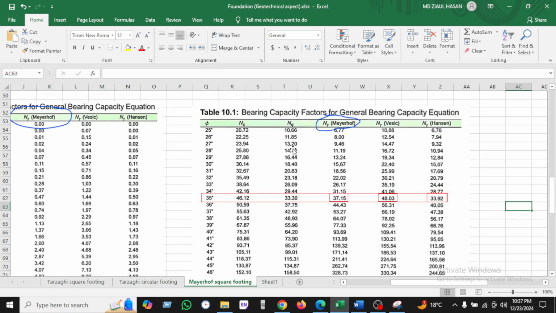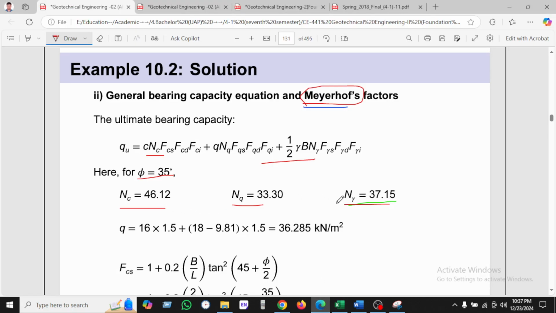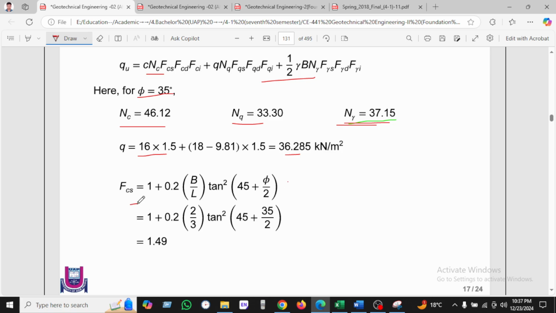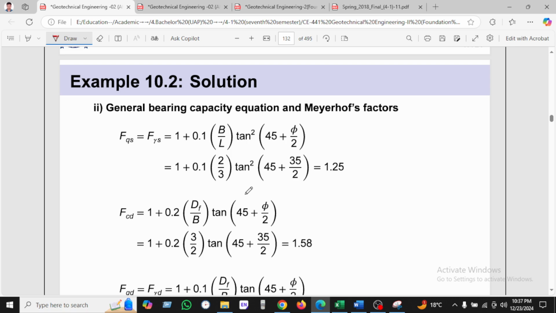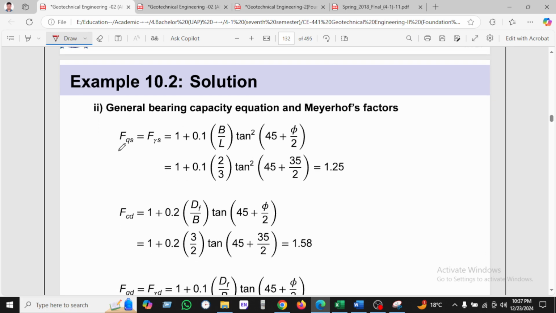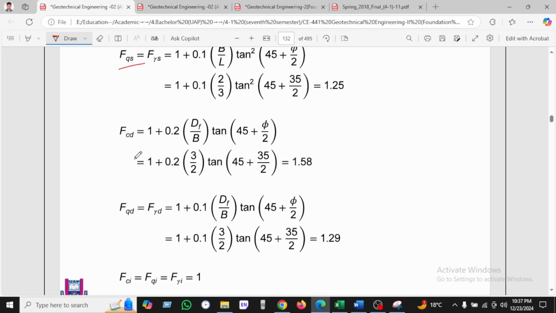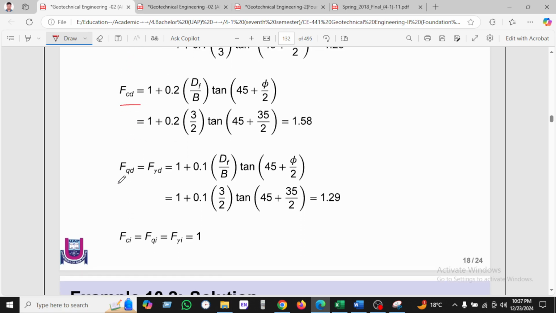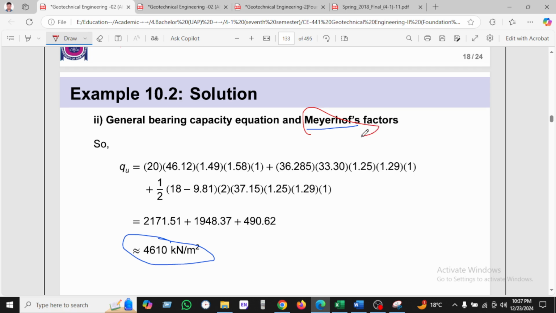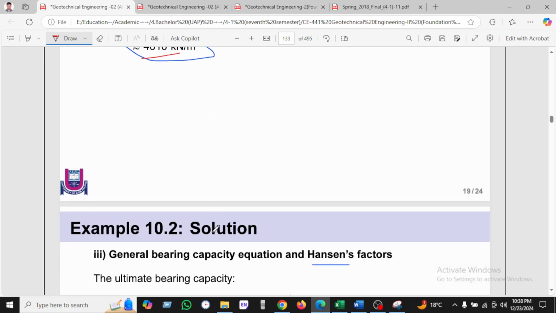So this is the chart for bearing capacity factors, and putting all these values here, the shape factor Fcs is found 1.549, and this is the shape factor Fqs, and Fcd the depth factor, and the inclination factor is 1. Putting all the values here, we found the ultimate bearing capacity 46.10 kilonewton per meter square.